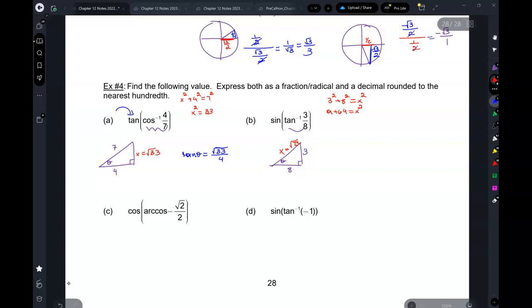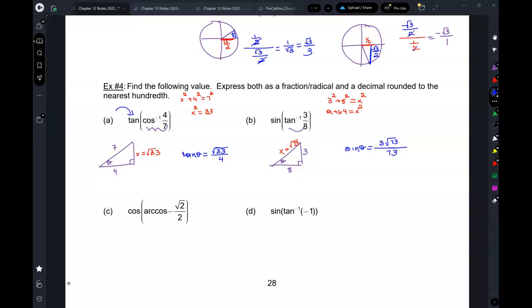Now, can we find the sine? What is it? It's 3 over root 73. So 3 root 73 over 73.